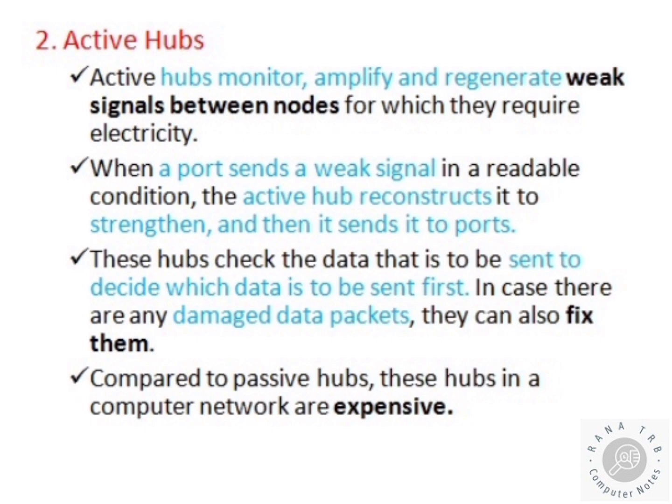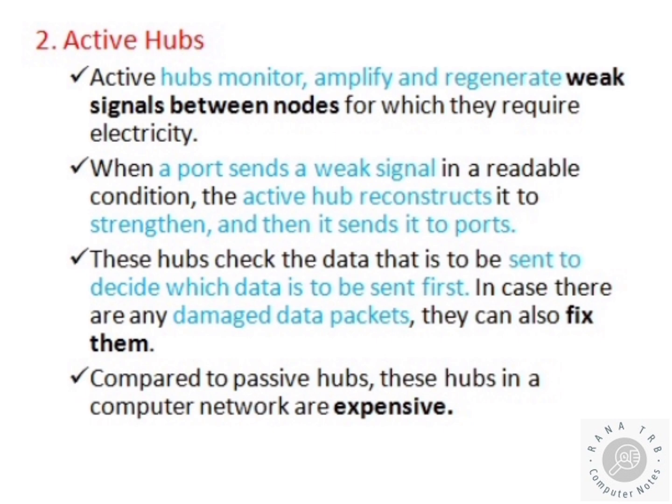So next one is active hub. An active hub has the properties of monitoring, amplifying and regenerating the weak signal between the nodes. That is, when a port sends a weak signal, this active hub will regenerate it into a readable condition, strengthen the signal and send it to the port.